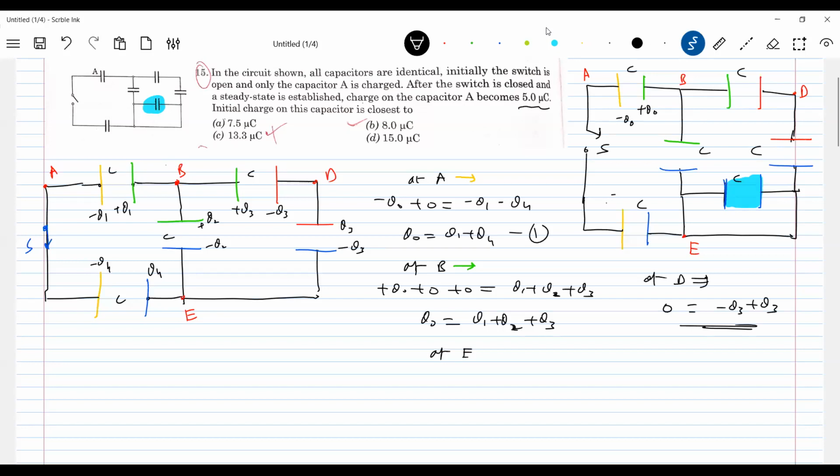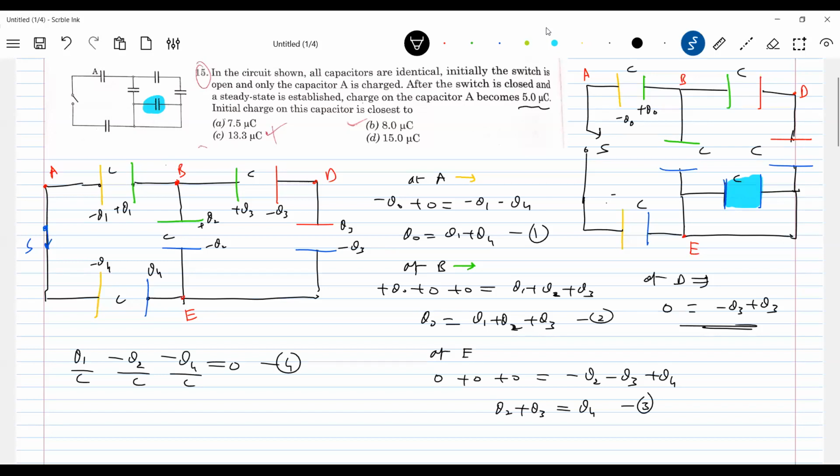earlier the charge was 0. We'll write like this: 0 plus 0 plus 0 equal to finally minus Q2 minus Q3 plus Q4, or Q2 plus... So the equation 2. This is of no use, just leave it. We need one more, so write any loop equation. So Q1 by C minus Q2 by C minus Q4 by C equal to 0.